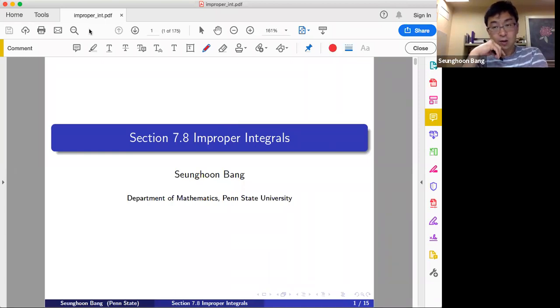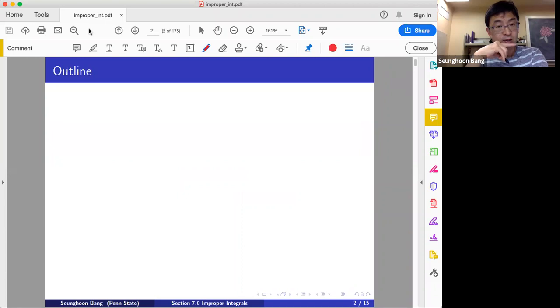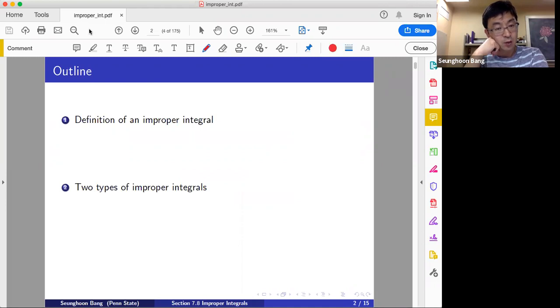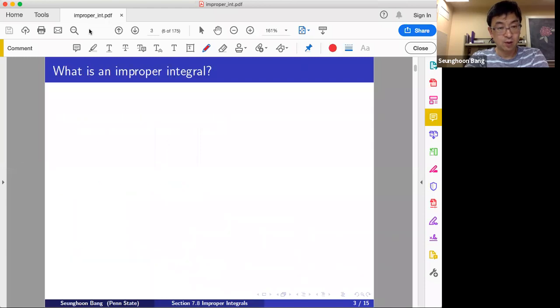Today, I want to talk about section 7.8, improper integrals. This is like an outline. The definition of an improper integral. I want to talk about two types of improper integrals. The last one, I will show how to solve an improper integral. The first one, what is an improper integral?